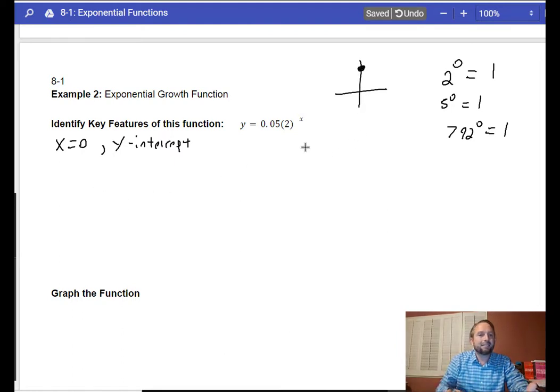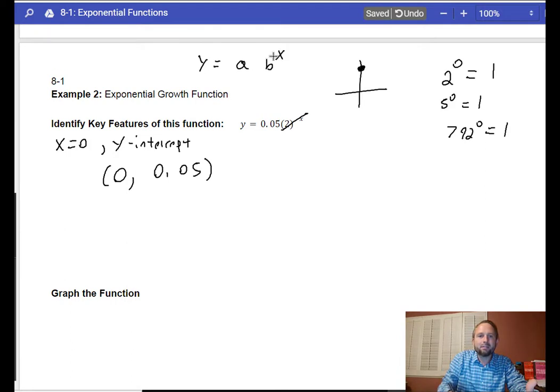If we plugged in 0 for x, these two will cancel out. So I'm going to cross them off right now. And we'd be left with our y-intercept would be 0.05. So that's our y-intercept. It's this a. y is equal to a times b to the x power. a is our y-intercept. Okay, let's erase this so we can read a little bit more.